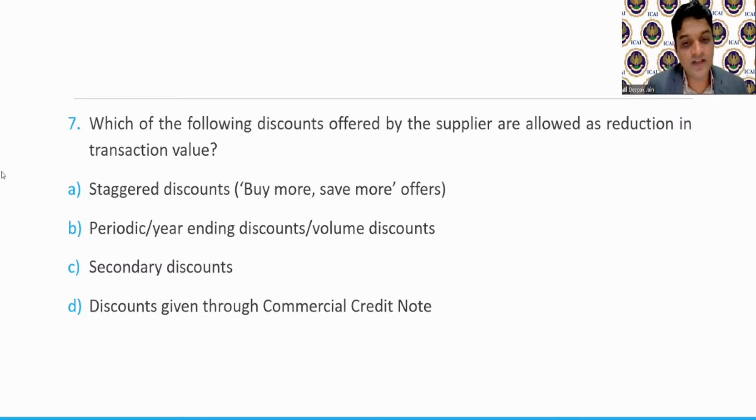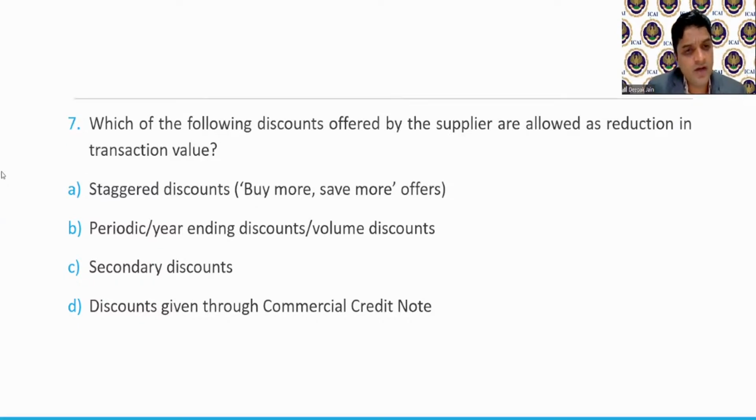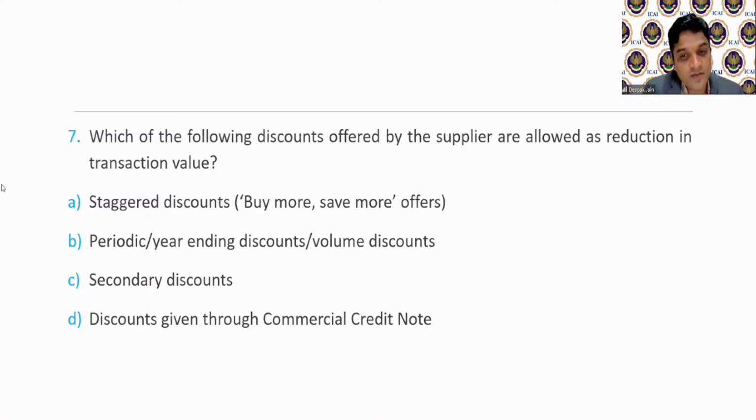What is the answer for this seventh one? If you are saying D, if you are saying A, how can it be D? Can't be D, definitely. Commercial credit note is not allowed as a reduction. If you are saying A, which means B. Pitara, I'll get back to your question.